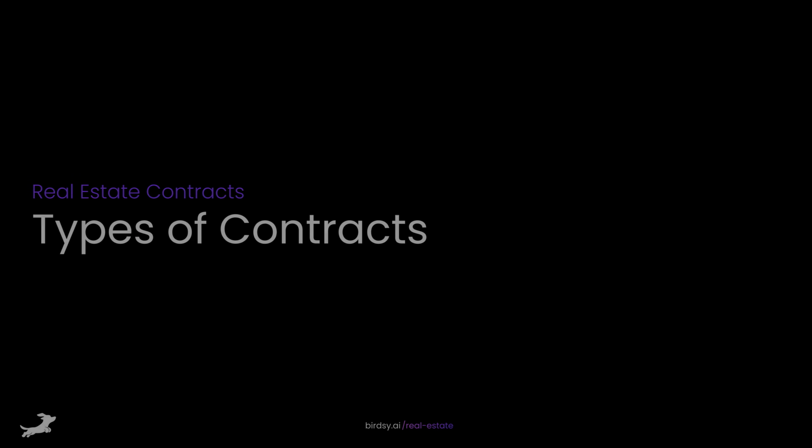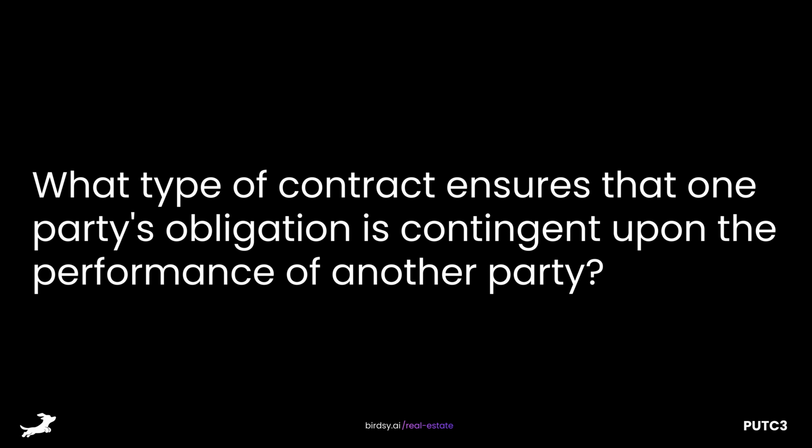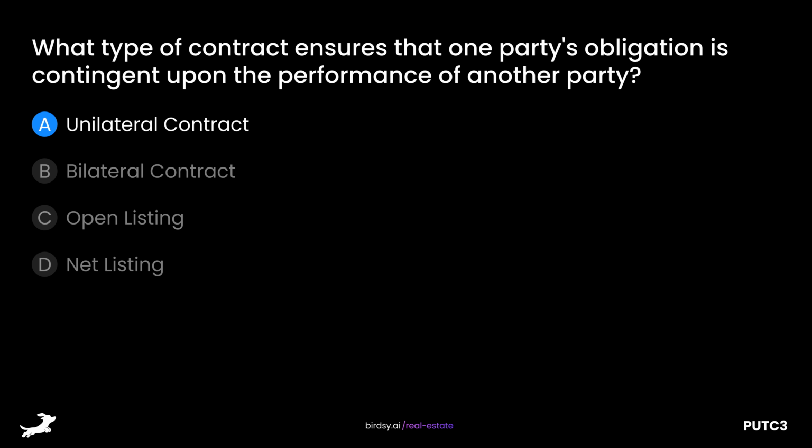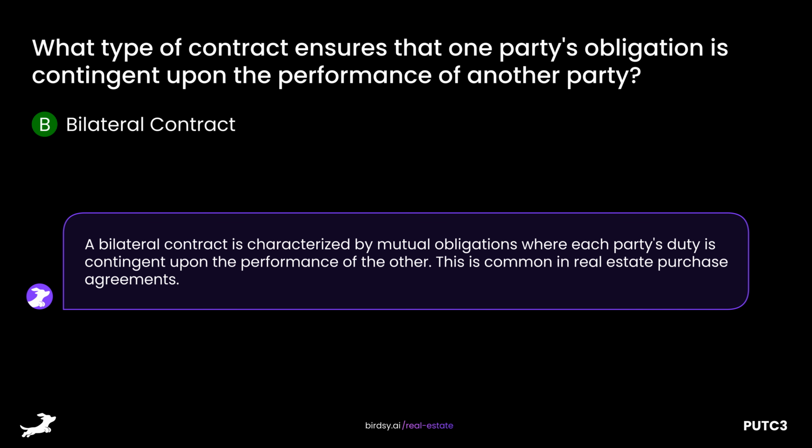Types of contracts. What type of contract ensures that one party's obligation is contingent upon the performance of another party? Is it A. Unilateral contract, B. Bilateral contract, C. Open listing, or D. Net listing? The answer is B. Bilateral contract. A bilateral contract is characterized by mutual obligations where each party's duty is contingent upon the performance of the other. This is common in real estate purchase agreements.